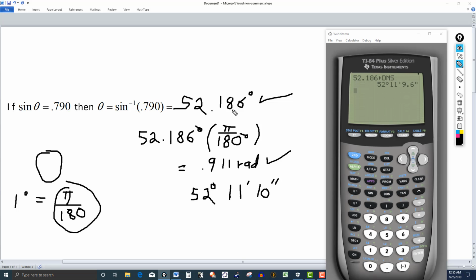Degrees, radians, and you can take your decimal format here. You can give degrees in either decimal form or degrees, minutes, and seconds.